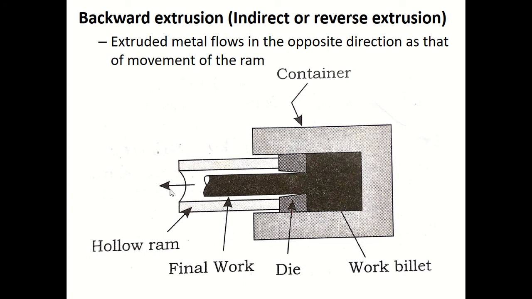The ram applies pressure in this direction, and the extruded metal comes out in this direction. So the extruded metal flows in the opposite direction to the movement of the ram. So it's called backward extrusion, or indirect or reverse extrusion.